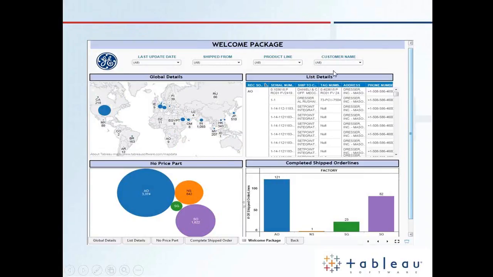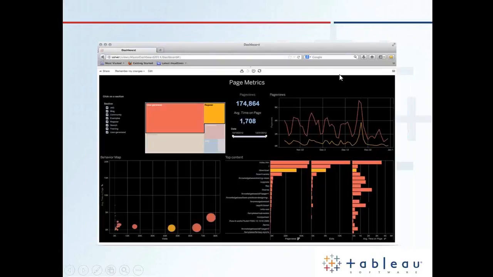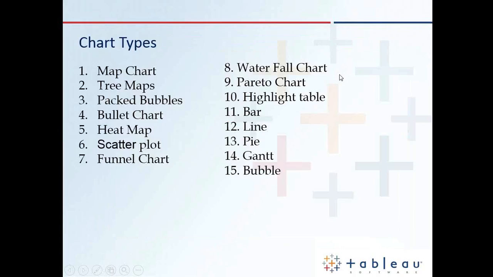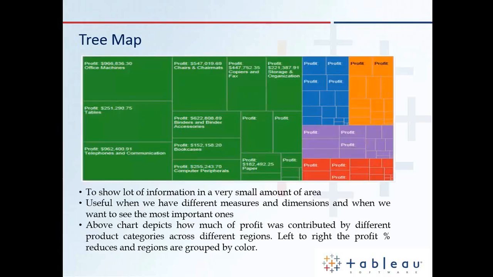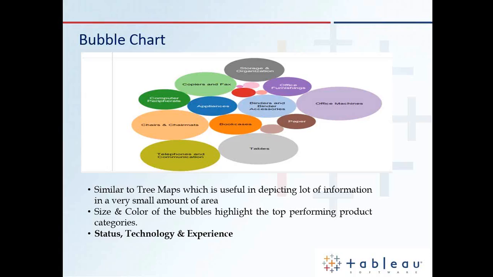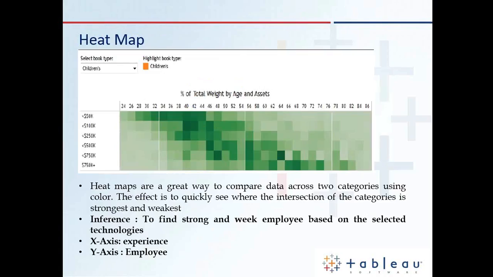These are all the chart types that will be there. See this global map, tree map, bubble chart, heat map, scatter plot, waterfall chart. These are all the charts. We have an important topic, the .twb format and .twbx format. Once you develop the report, you want to save the report, right?